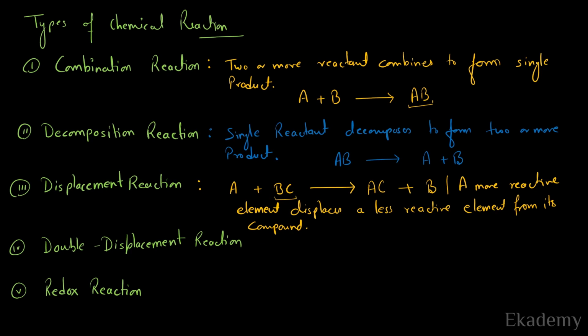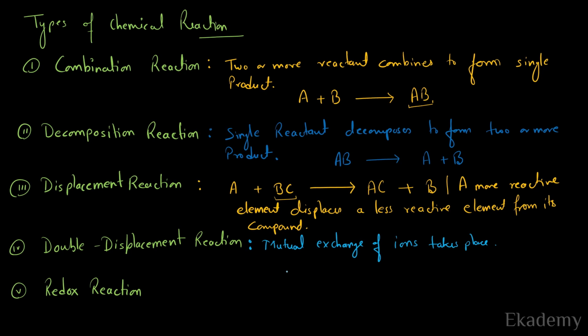Now what is double displacement reaction then? Here a mutual exchange of ions takes place. Let me write it down first for you. What happens in double displacement is mutual exchange of ions takes place. Now, what do we mean by mutual exchange of ions? Let us say we have two reactants and both the reactants are salts. That means they are made up of cations and anions.